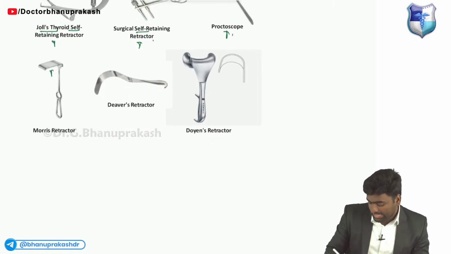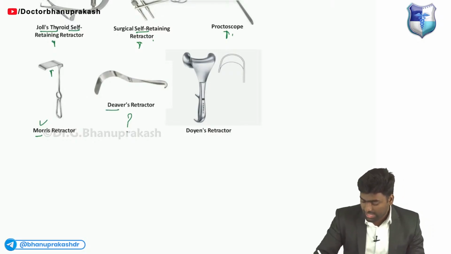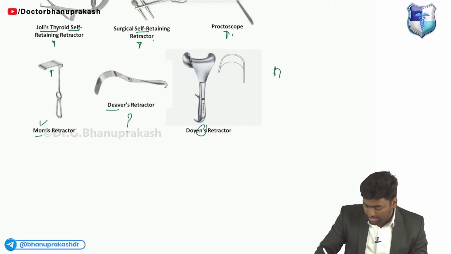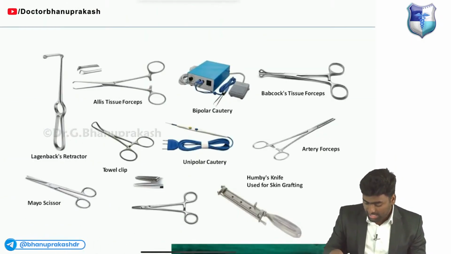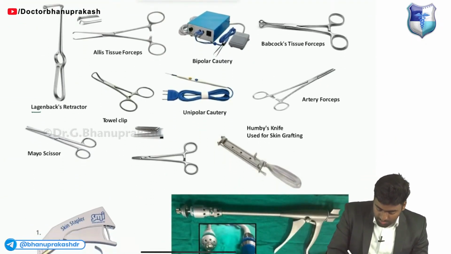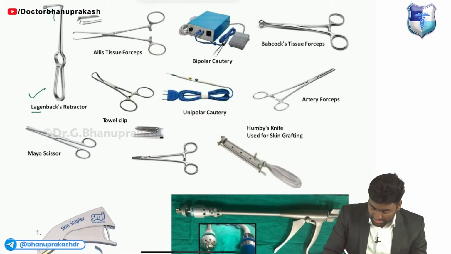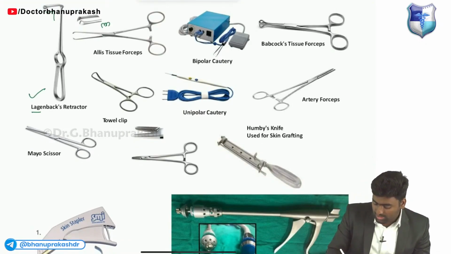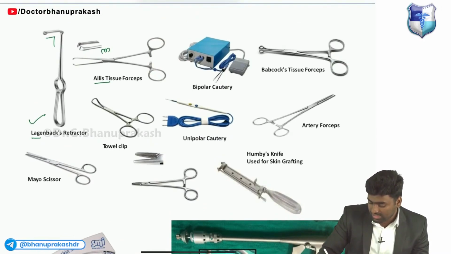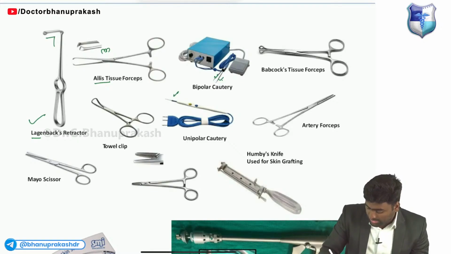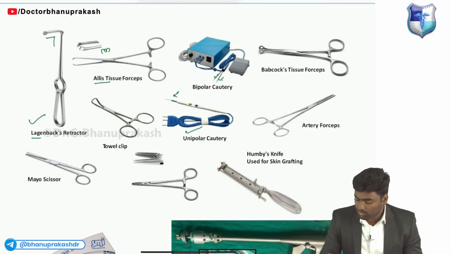If it is flat, it is the Morris retractor. If it is like a question mark, it is known as Deaver's retractor. If it looks like an N, it is known as Doyen's retractor. Next, the small L-like retractor is known as Langenbeck retractor. If you see this type of tooth, it is known as Allis tissue forceps. This is the bipolar cautery, which has two tips, and if it is just one, it is the unipolar cautery.